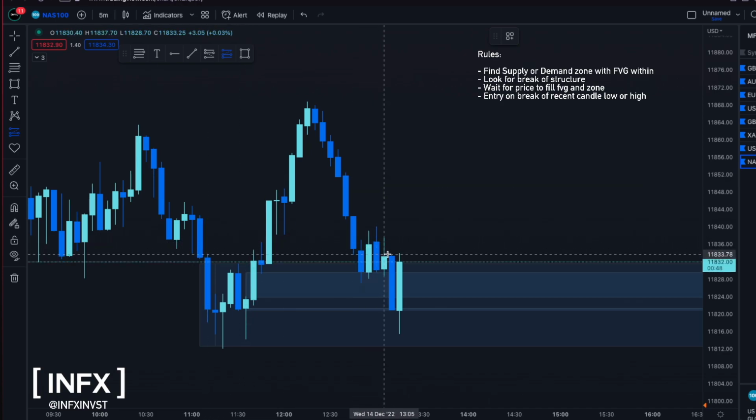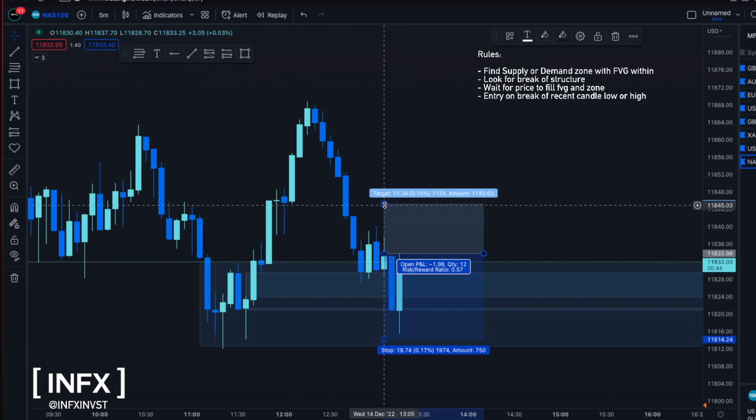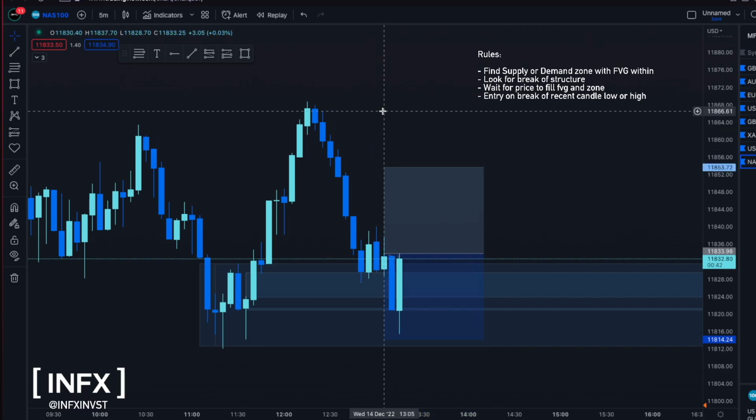Okay, we've got our break of our candle high there. So we're going to go in. Alright, so we're going to put our stop below this low, going for a 1-to-1. I'm going to enter on MT4. I'm going to hopefully get a nice entry a little bit lower because it's pulled back.